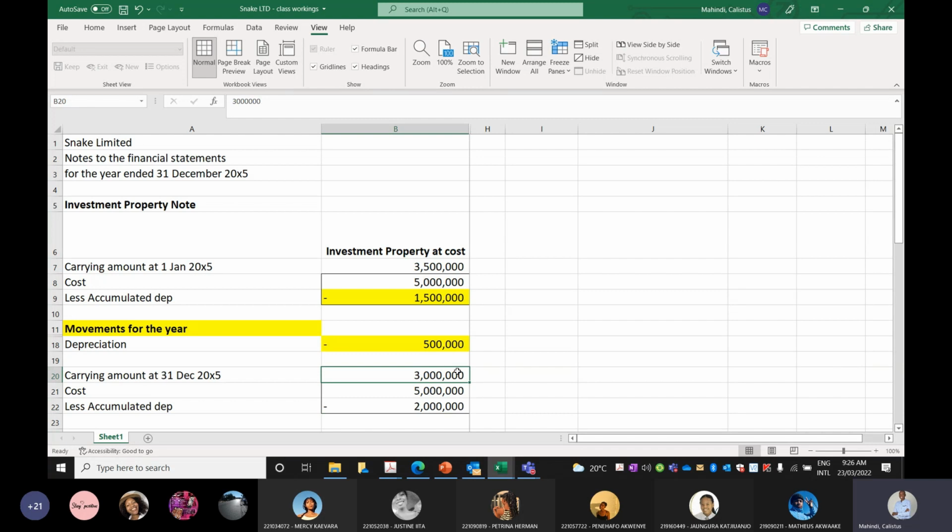So in this instance, we have finished this property, and this was the only property that was measured using the cost model, because we know that this company has chosen to use the fair value model, but the standard tells us that where fair value is not determinable at initial acquisition or construction, as was in this instance, you will always have to classify this investment property at its cost, using the cost model. Are there questions?